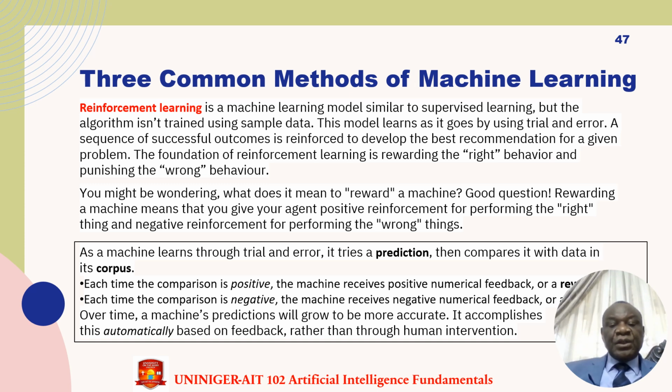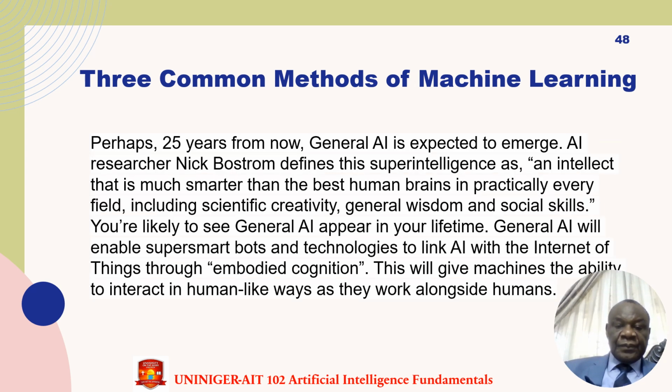Reinforcement learning is a machine learning model similar to supervised learning, but the algorithm isn't trained using sample data. The model learns as it goes by using trial and error. A sequence of successful outcomes is reinforced to develop the best recommendation for a given problem. The foundation of reinforcement learning is rewarding the right behavior and punishing the wrong behavior. These are three common methods of machine learning, there are many of them.